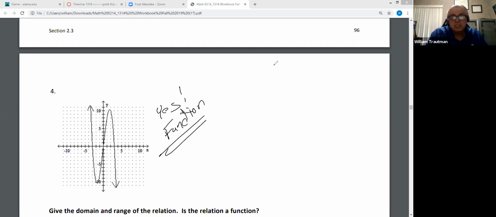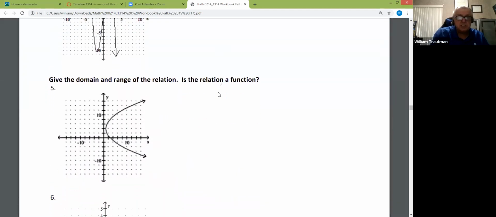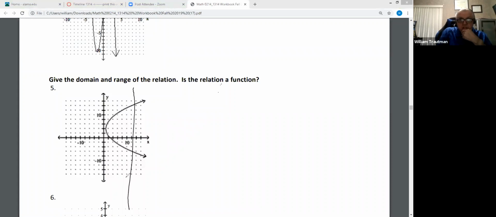So the vertical line test will tell you if you have a function or not. Is this a function? Yes or no? Type it in for me. And I see a couple people writing no, because I can draw a vertical line and it's touching more than one spot. No, not a function.